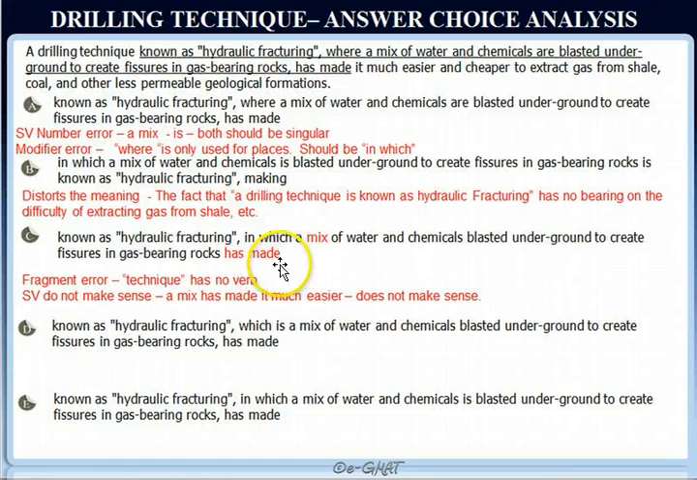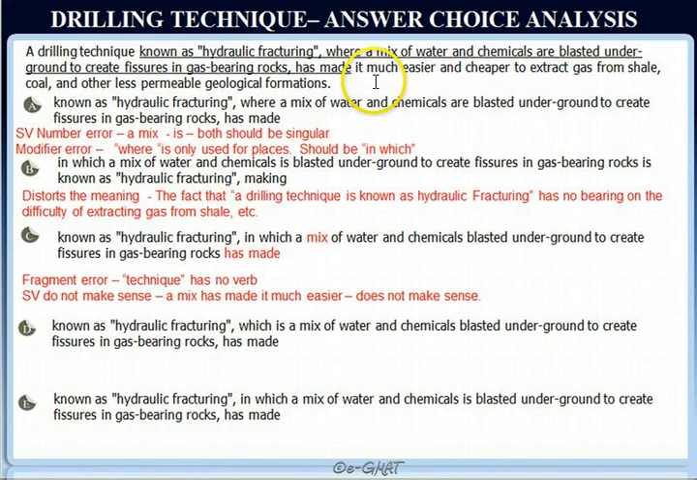So again, this choice also tells us that it's very important to concentrate on the non-underlined portion of the sentence, because if you didn't focus on this, you would not have been able to spot the fragment error. And it's very important to understand the meaning of the sentence, because if you didn't understand the meaning, then you would not have been able to spot that okay, a mix has made it much easier. You wouldn't have been able to spot that there is any error over here. So very important to do thorough analysis of the original choice.